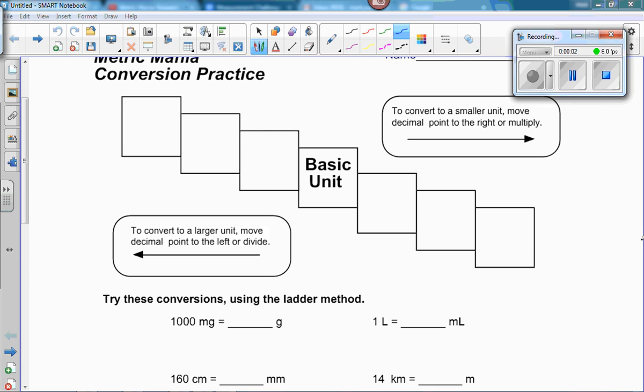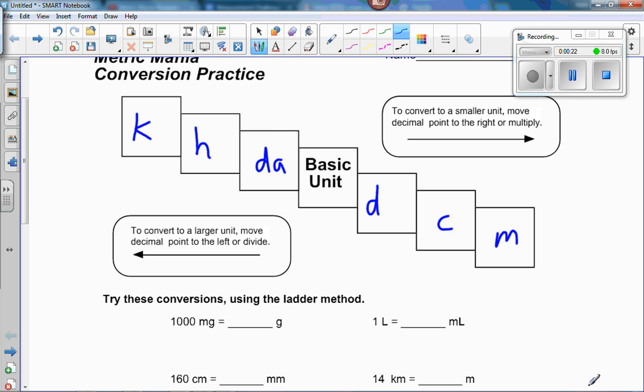Hey gang, I wanted to add a second video on how to convert because although the other one has good information, it just wasn't detailed enough. First thing I want to mention is when you write down kilo and hecto and deca and deci and centi and milli, the other instructor didn't ever give you the abbreviations.